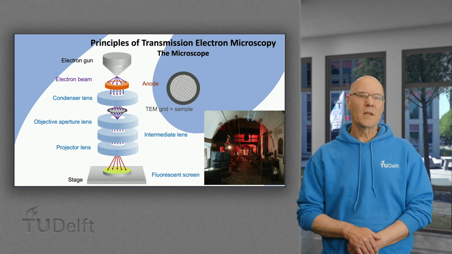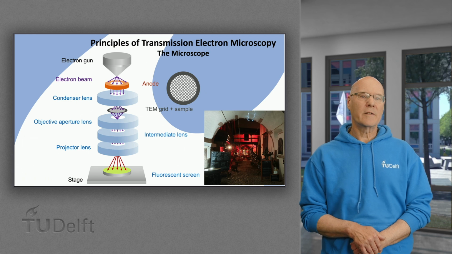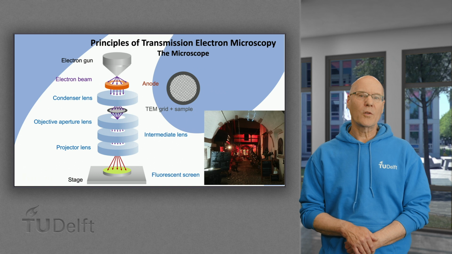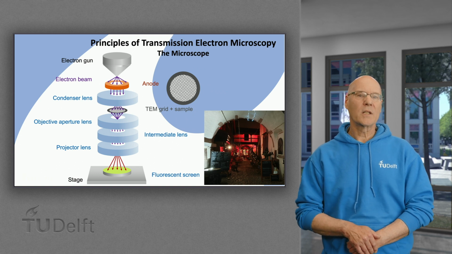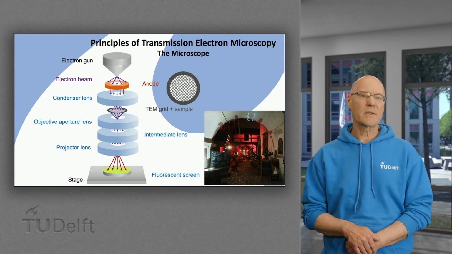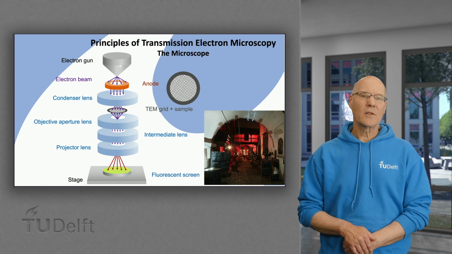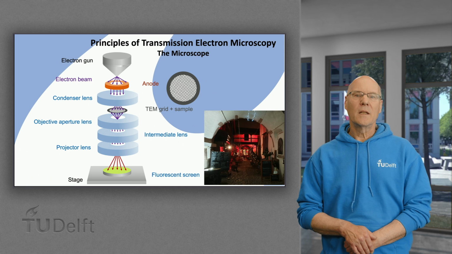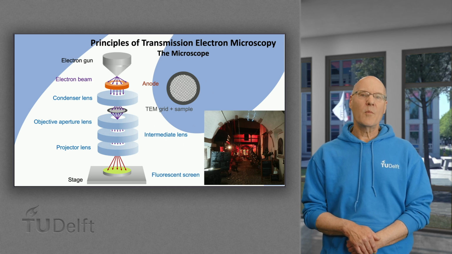TEM microscopes have a significantly higher resolution than light microscopes because they work with the much smaller wavelengths of electrons. This allows us to visualize even single atoms, obviously way smaller than can be achieved by a light microscope.